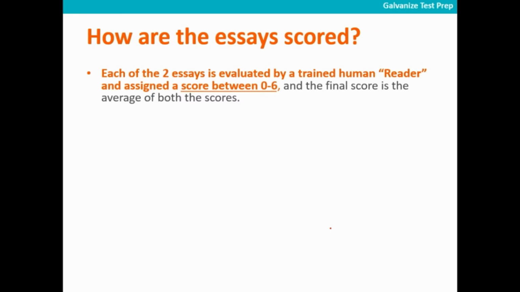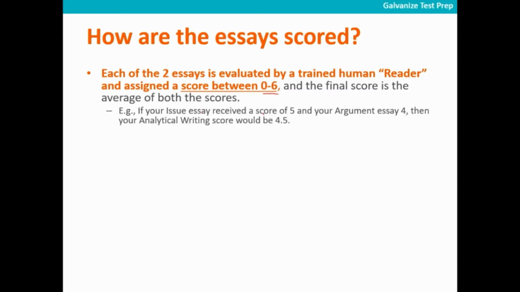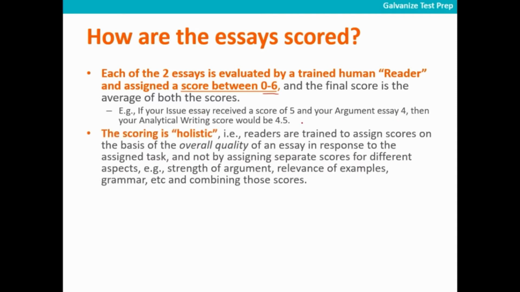So they're going to grade each of the essays, give it a score out of 6, 0 to 6. The final score is going to be an average of these two scores. So they don't give anything in decimal points. It's always going to be a whole number. And the final score may have the decimal point of 5 at best. So that's how you're scored. So if your issue received a score of 5 and your argument got a 4, then your AWA score overall would be a 4.5.